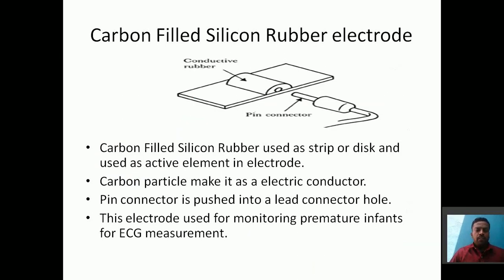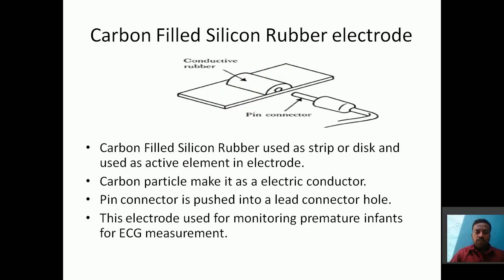The carbon filled silicone rubber electrode is used as a strip or disc, and used as an active element in the electrode. Actually this is a top view. On the back side we have a flat surface. This material is completely carbon filled silicone rubber. Silicone rubber means it is flexible. On our phone we use a silicone cover, very flexible. In the same way this electrode is very flexible, very soft.